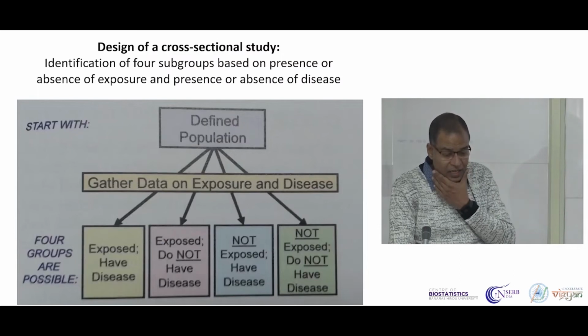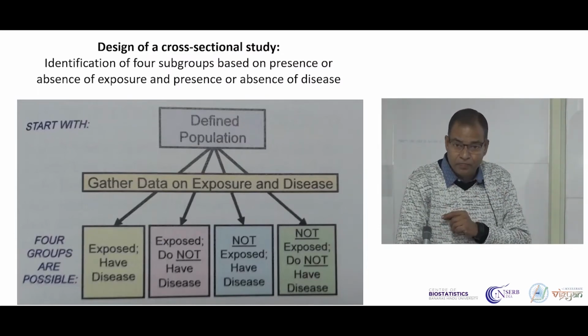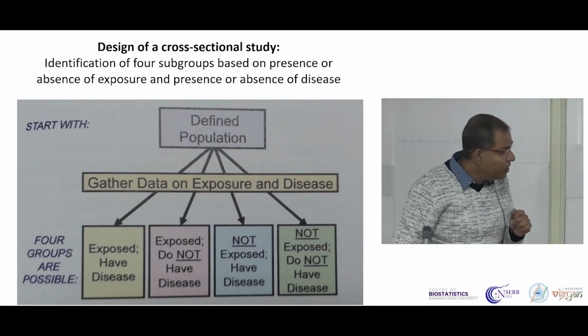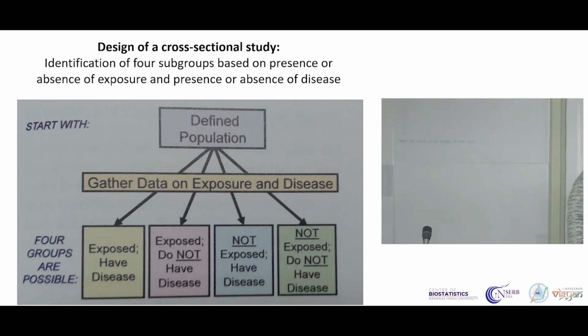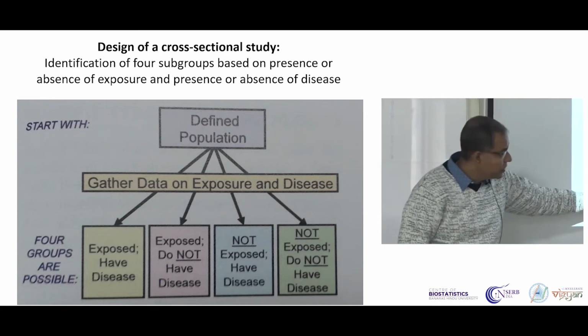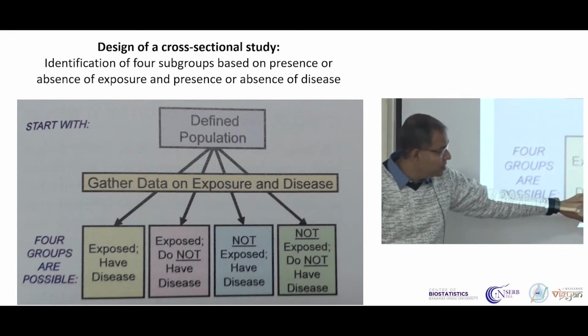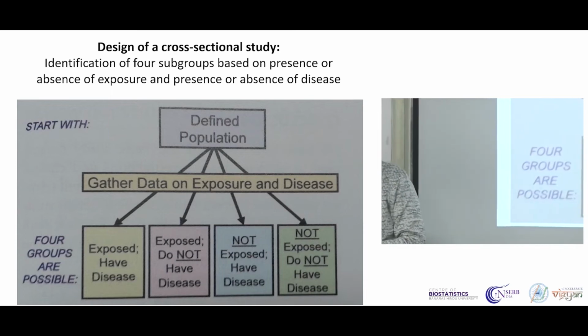So in a cross-sectional study, basically at a time, we generate the data. And the data, you see, we categorize the entire study subjects into four groups. What are the four groups? Exposed have disease. Exposed do not have the disease. Not exposed have disease. Not exposed do not have the disease.